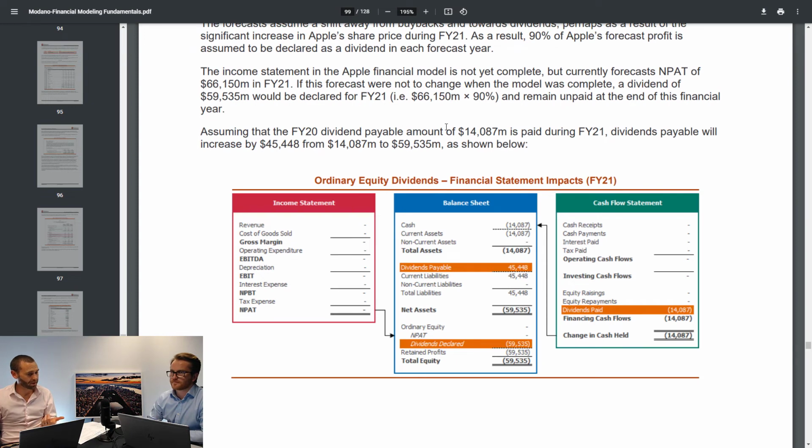So assuming that the FY20 dividend payable amount was paid during that year, you end up in a situation where you'd have 14,087 paid, you declare 59,535, and your movement in your dividends payable would be 45,448 because you already had the 14,087 dividends payable. So at the end of the period, your balance will be 59,535 payable, but your movement will be 45,448 because you've gone from 14,087 to 59,535.